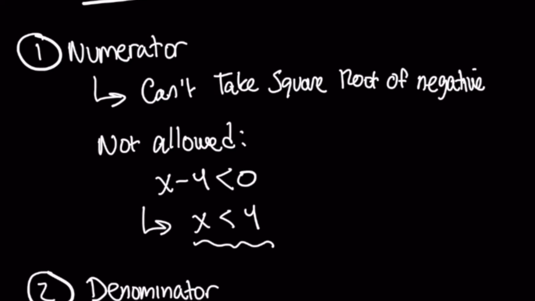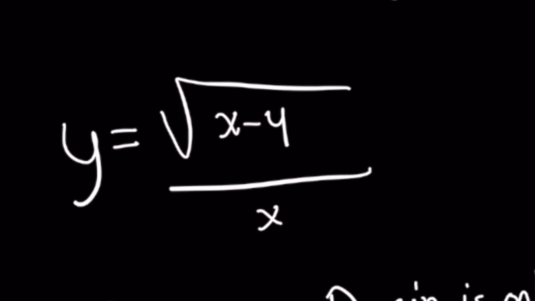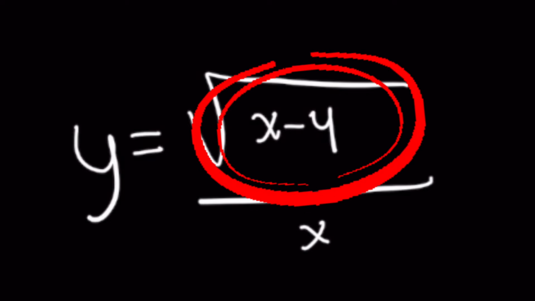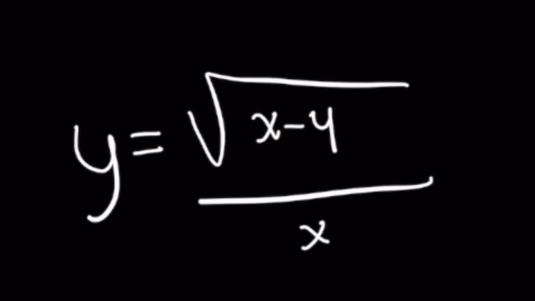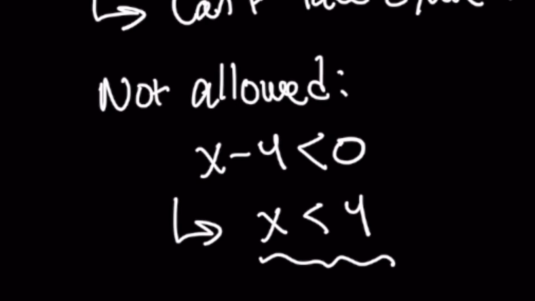Now, for the numerator, notice that if we're talking about the set of real numbers, this means that we're not allowed to have values of x where you're taking the square root of a negative. So as you can look at this example exercise here, we want to make sure that x minus 4 is not negative. And what this means is that if we write x minus 4 is less than 0, which will give you all values that are not allowed for x, that means that if you add 4 to both sides, you will get x is less than 4.